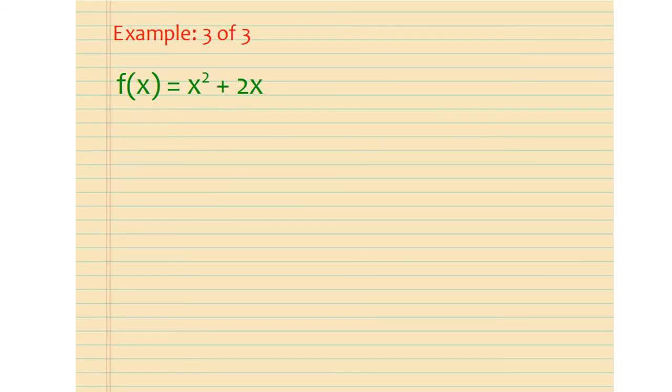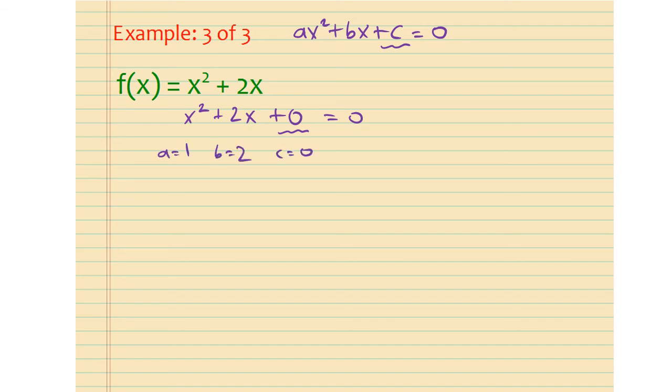Here's our last example. Our generic quadratic equation is in ax squared plus bx plus c form. Sometimes, if we have a part missing, we're just going to put zeros on that part so it will be easier for us to identify a, b, and c values. I will write this as x squared plus 2x plus 0 is equal to 0. I put an extra 0 in place of our c value because this equation didn't have a c value. Now I can identify a is equal to 1, b is equal to 2, c is equal to 0.